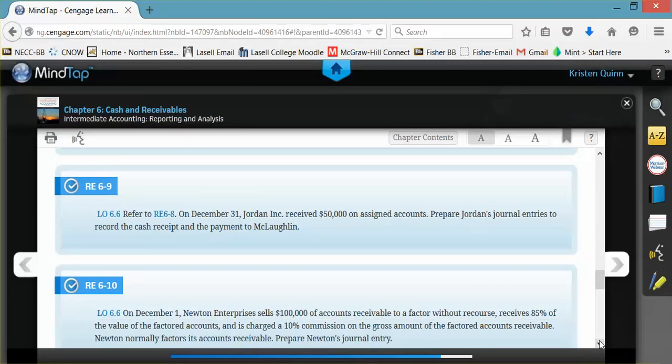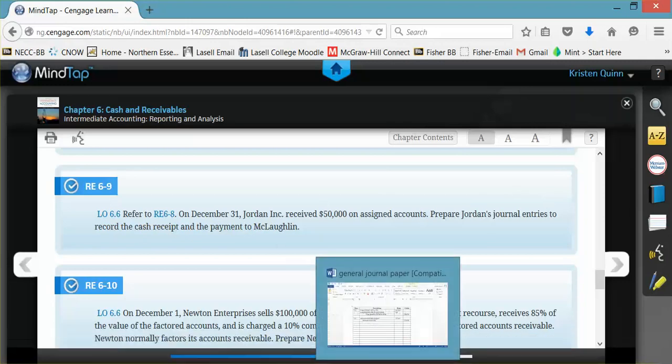Now we go back to review exercise 6-9, and it tells us that using the information from the previous exercise, on December 31st, Jordan Company received $50,000 on assigned accounts, and we need to prepare Jordan's journal entries to record the cash receipt and the payment to McLaughlin. So again, we're going to need two journal entries on December 31st.